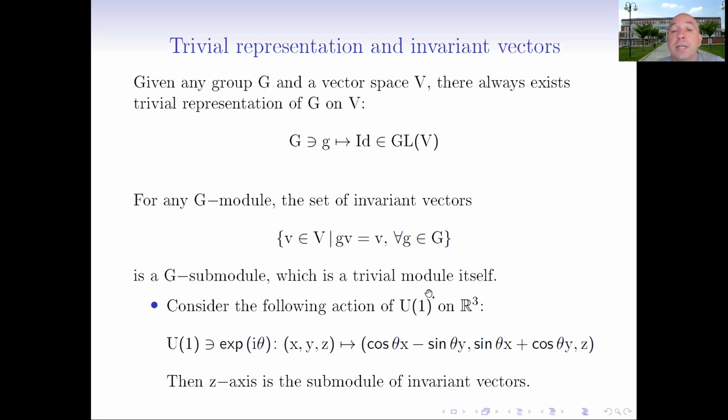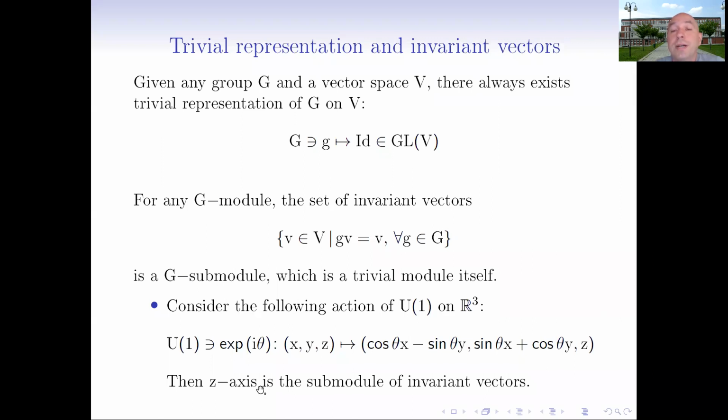And this is the same as S1, which is parameterized by angles theta. So every element in U1 can be written as the exponential of i theta, where i is the complex unit. And that gives the following action on R3 with coordinates x, y, z, which sends x, y, z to, actually it rotates the first two coordinates, but the last one, the third one, remains unchanged.